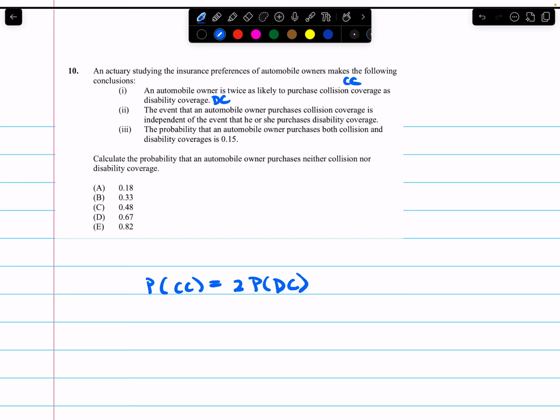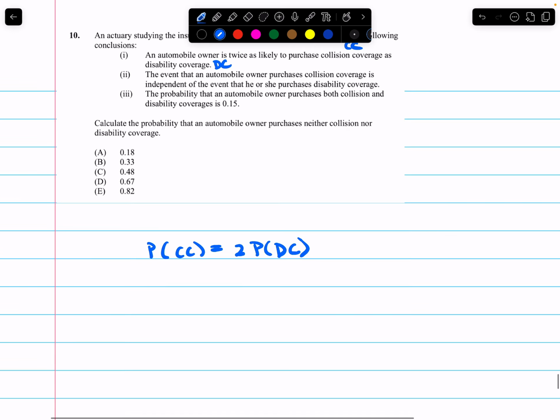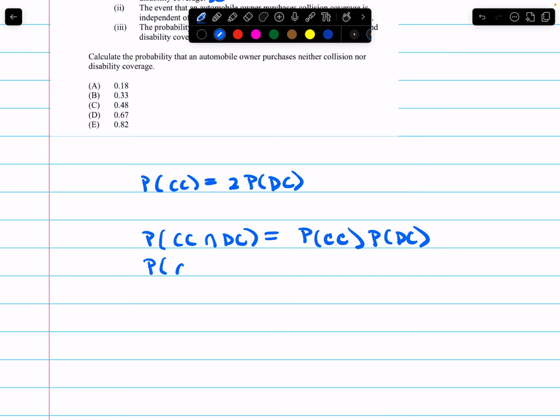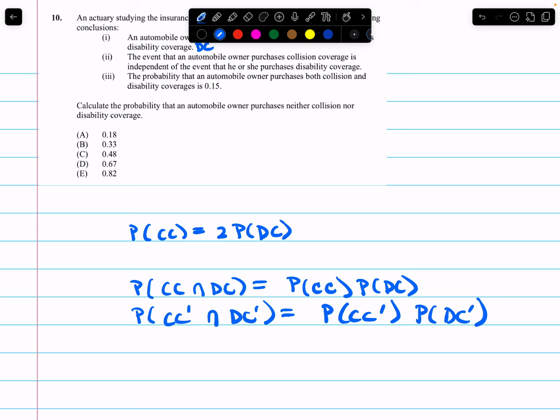The event that an automobile owner purchased collision coverage is independent of the event that she purchases disability. So we know then that the probability of their intersection is equal to the product of their probabilities. That's what we get from independence. And we also get all the respective complements as well. So the probability of not CC and not DC is equal to the probability of not CC times the probability of not DC. So we get that as well. All the events and their complements thus are independent.